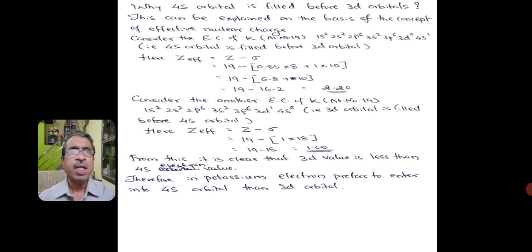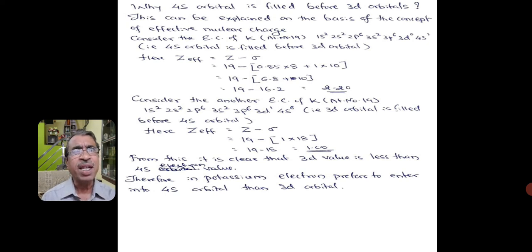Now the effective nuclear charge. For 4s, you are calculating for the only electron in the 4s. Inside, in the third shell, there are 8 electrons, and this value should be multiplied by 0.85. That's why it is 0.85 into 8, plus the electrons inside, that is in the second shell and the first shell, a total of 10 electrons. Therefore, it is 1 into 10. So the value becomes 19 minus 16.2, which is 2.20.